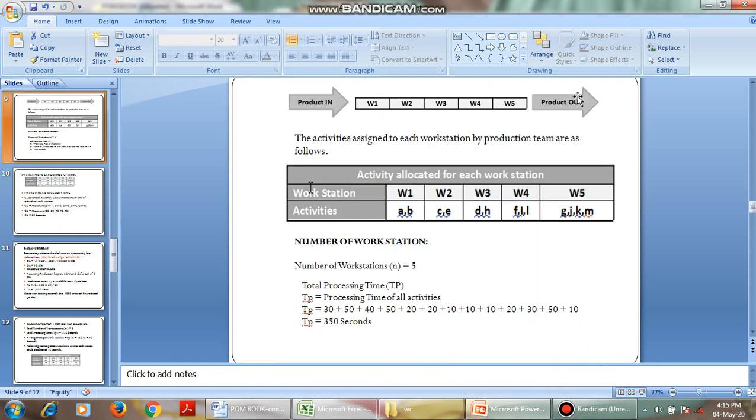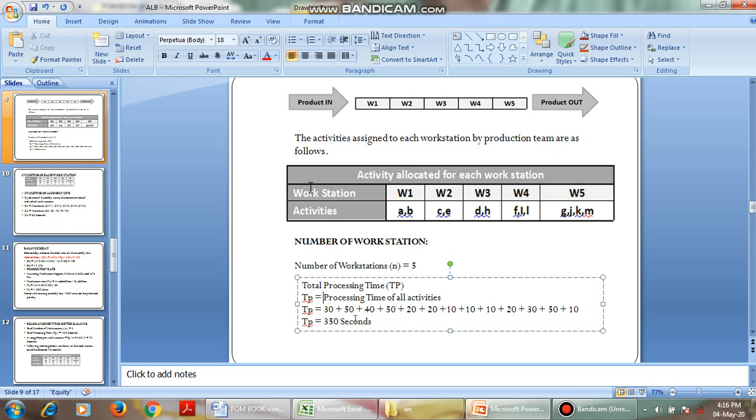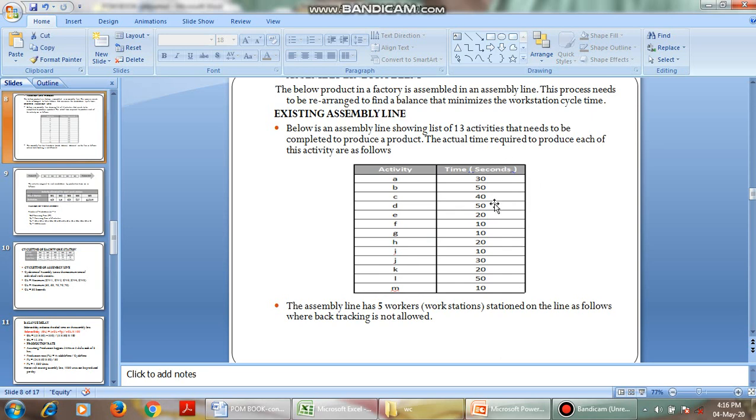See here we have 5 different workstations. Workstation 1, 2, 3, 4, 5. The raw material gets into workstation 1. It moves to workstation 2, 3, 4, 5. The activities at workstation 1 are A, B, at workstation 2 are C, E, and so on, with J, K, M at the last workstation. Okay, so the number of workstations is 5. Well, the total processing time is 30 plus 50 plus 40, that is the time taken. See here they have given the time taken.